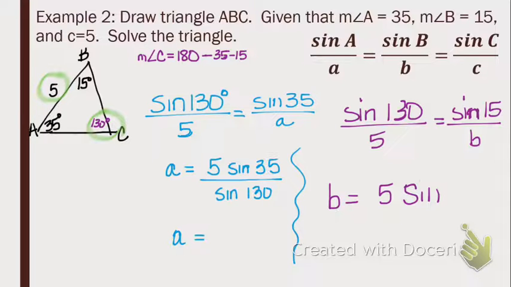Something is not writing. This is not wanting to write on the screen today. So I'm going to try to clean it after this example because it's not writing. Okay, so we got 5 times the sine of 15. So go ahead and type. If you type those in, that's going to give you little a and little b.